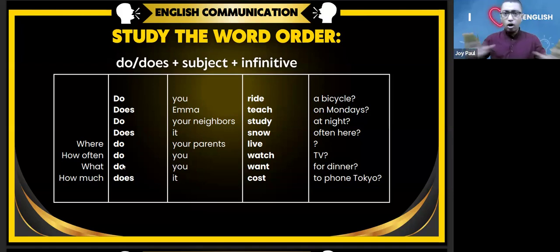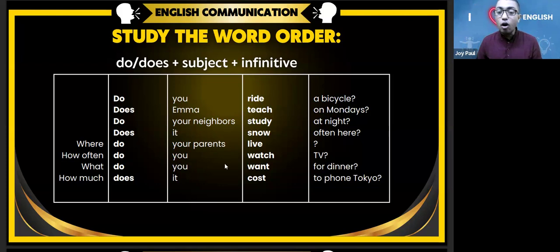Let's practice it again, all the sentences. Do you ride a bicycle? Does Emma teach on Mondays? Do your neighbors study at night? Does it snow often here? Where? WH question. Where do your parents live? Where do your parents live?